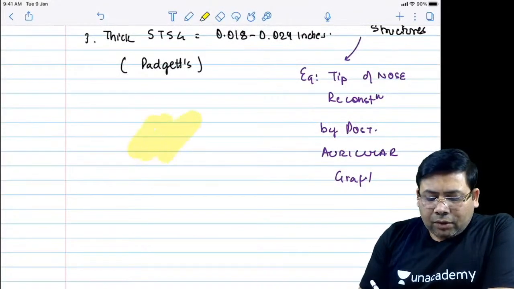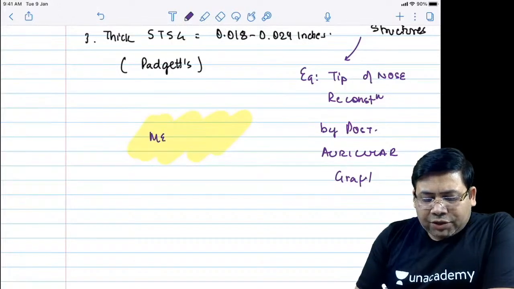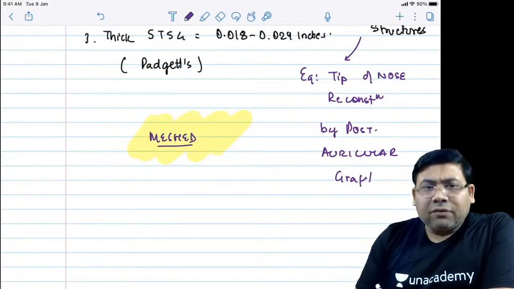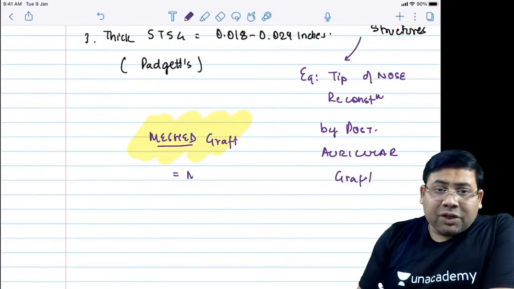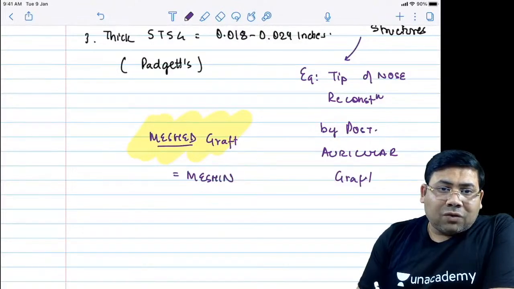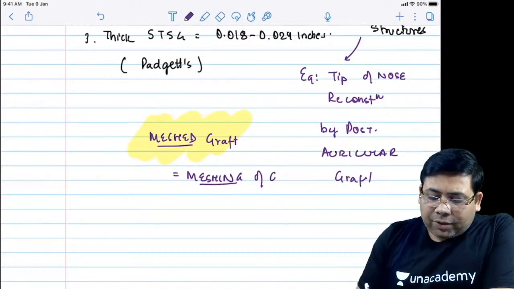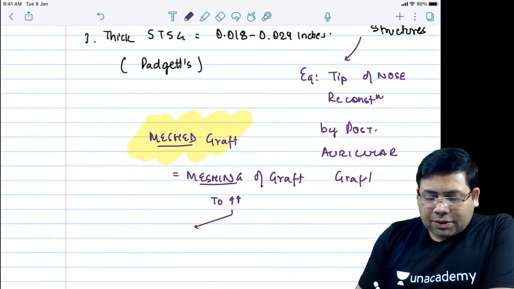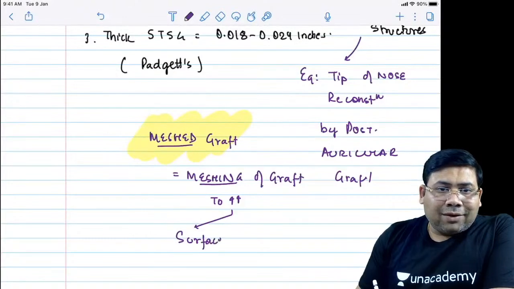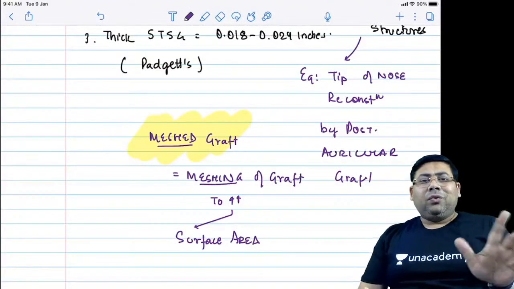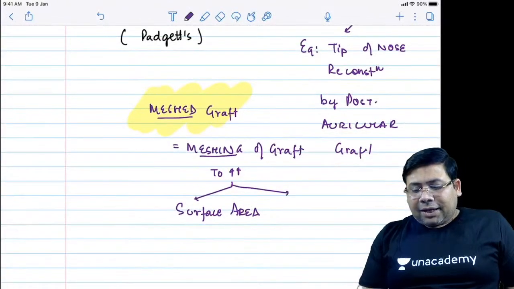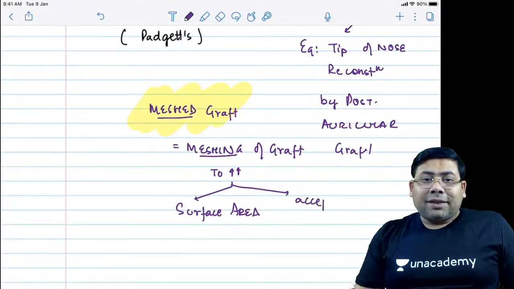I'll tell you. Meshing of graft, this is generally done for the split thickness skin graft. So what is the concept of meshing of graft? Meshing of graft is done to increase two things. Point number 1, the surface area. And second, to increase the acceptance.